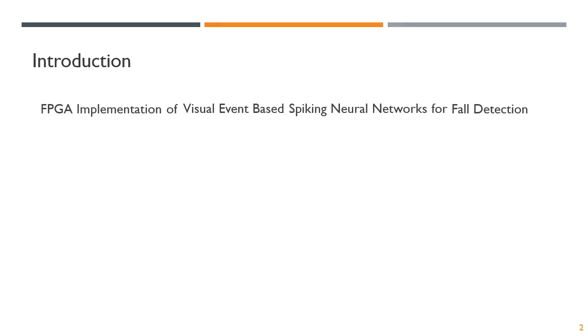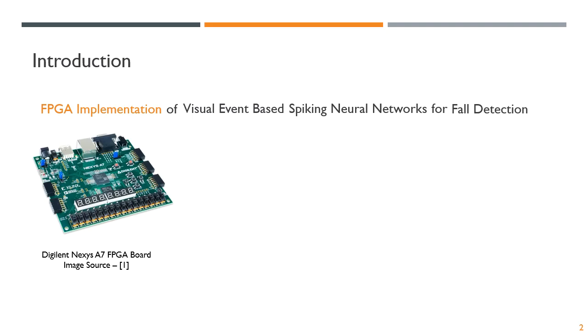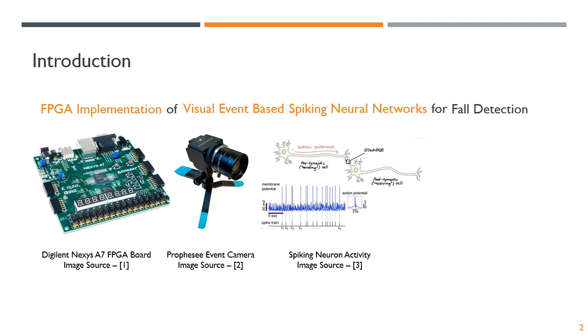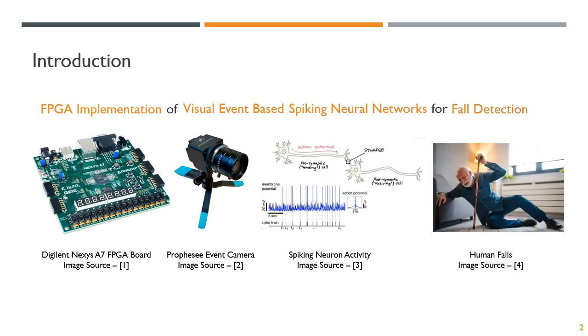First, to introduce my project, let's break down the topic. My project is a hardware system built on an FPGA which uses an event camera to capture visual events, which will be processed by a spiking neural network to raise an alert when a human fall is detected. A spiking neural network is a neuromorphic artificial neural network architecture which mimics the functioning of biological neurons.